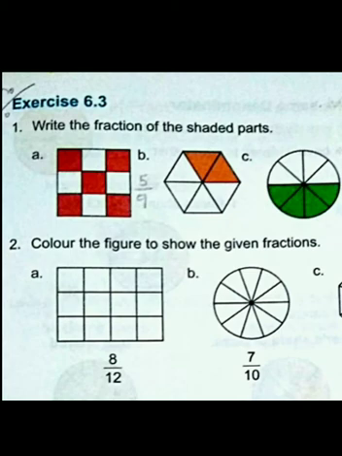And let's count the number of the shaded parts. 1, 2, 3, 4, 5. So that means we have a fraction 5 by 9. 5 is the number of the shaded parts, and 9 is the total number of parts in which the square is divided. You can write the number of the fractions beside the figures.